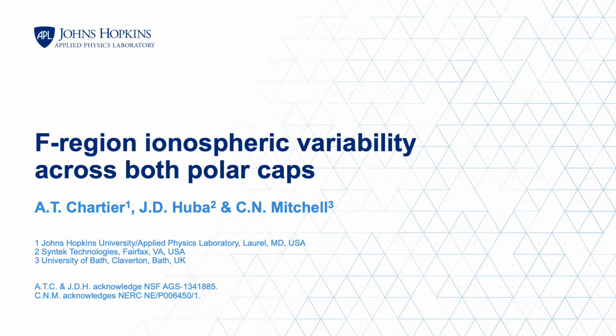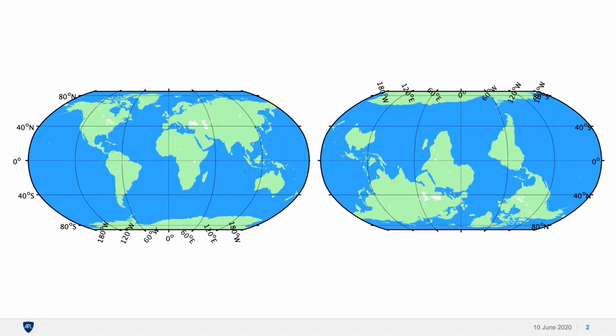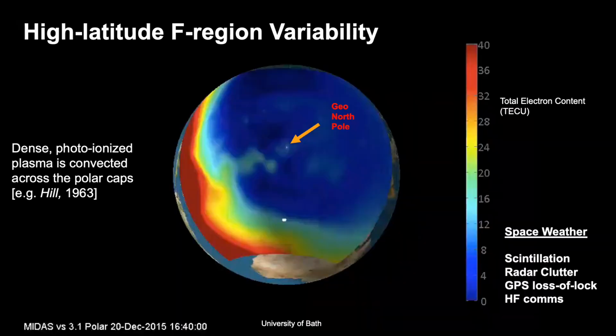F-region ionospheric variability across both polar caps. Both of these maps are equally valid physically, but we spent a lot more time looking at the Northern Hemisphere. In the past, people have drawn conclusions from Northern Hemisphere observations and then assumed that the Southern Hemisphere is the same except separated by 6 months. Today we'll address ionospheric variability across both polar caps.